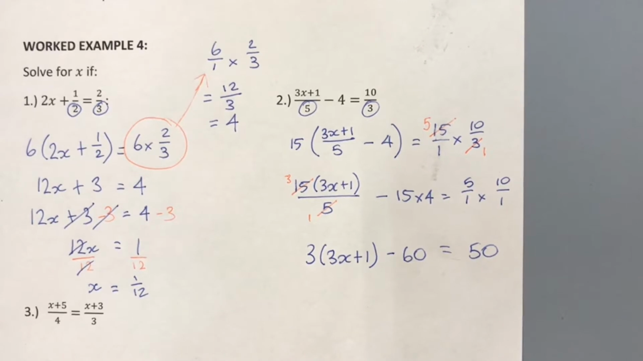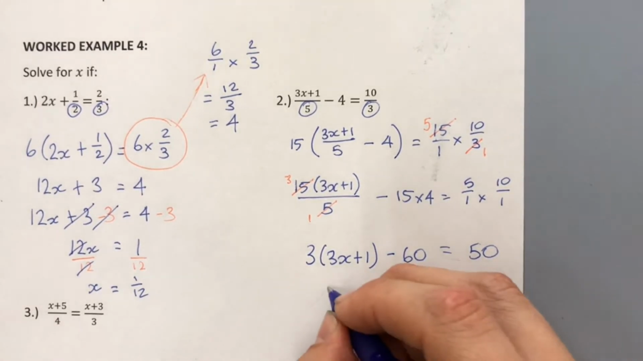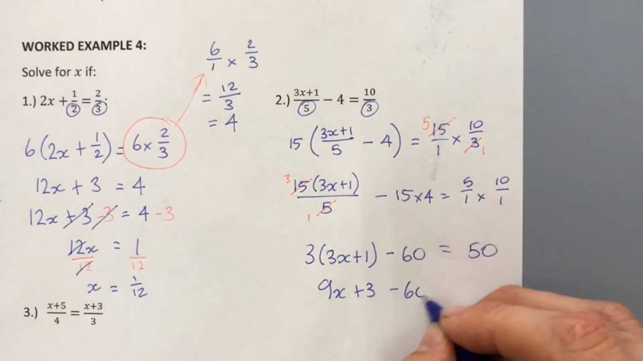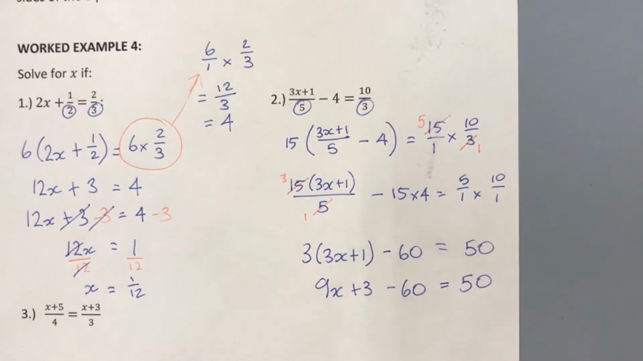Okay, so now we've got rid of our fractions, and we can just work at cancelling this down as we have been. So if we're looking at expanding this bracket out, 3 times 3x plus 1, what will that give us? 9x plus 3. And then we've got take away 60. We haven't done anything with this yet. It's just going to stay there. And plus 50.